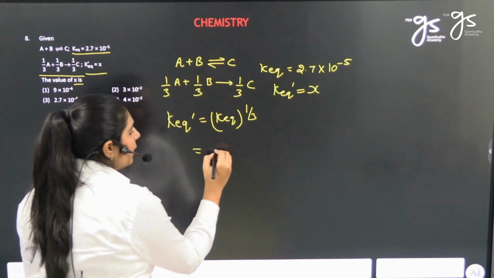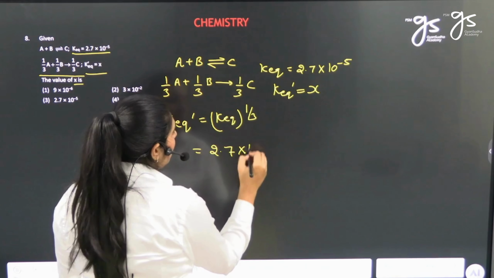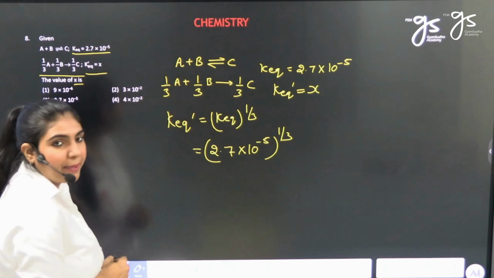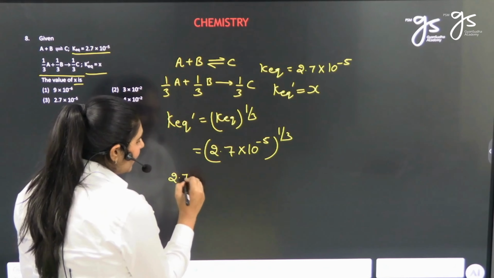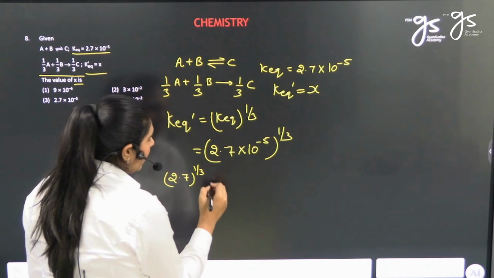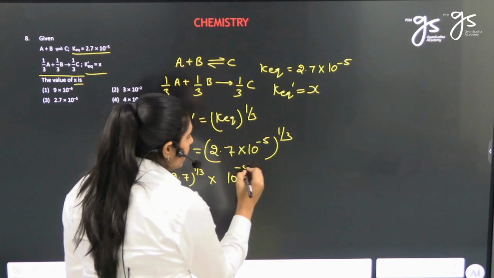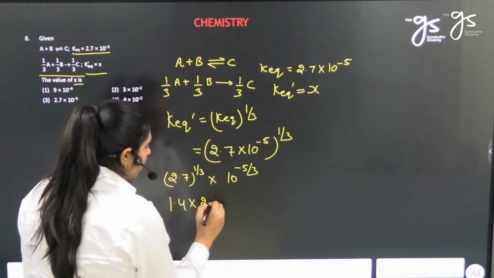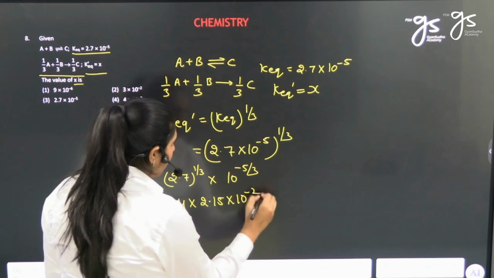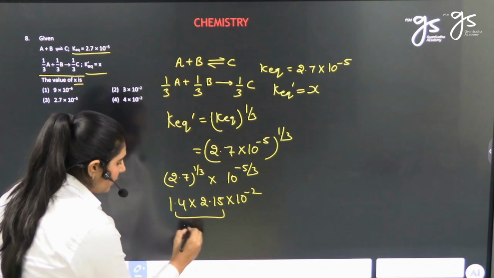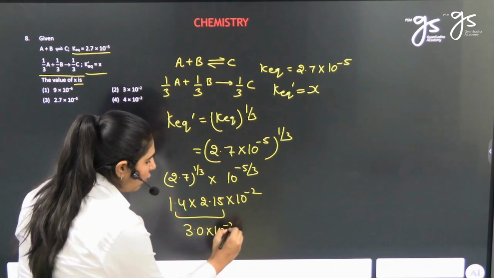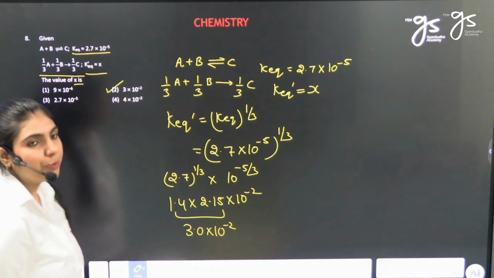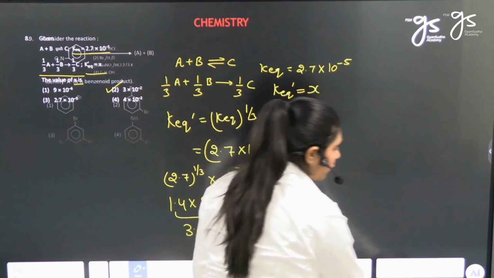Now we know that K equilibrium dash is equal to K equilibrium to the power 1/3. Upon putting the value, 2.7 into 10 to the power minus 5, with respect to 1/3, we will separate and solve it: 2.7 to the power 1/3 multiplied by 10 to the power minus 5/3. Upon solving it, we get 3 into 10 to the power minus 2. So our correct option will be option number 2. Now moving ahead with our next question.